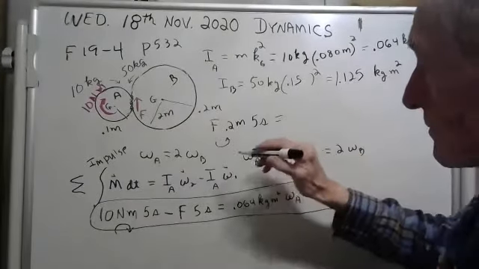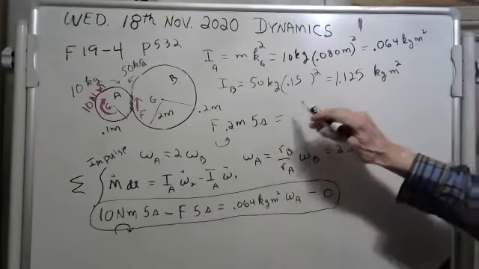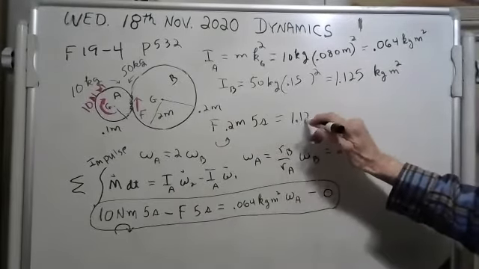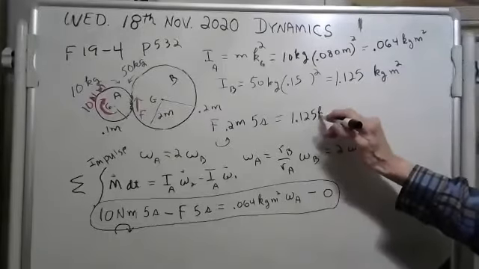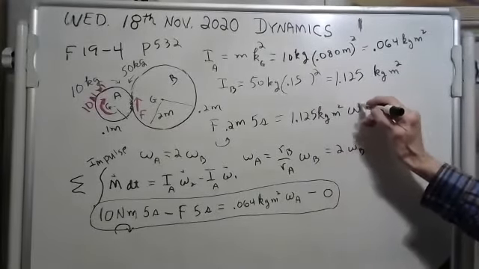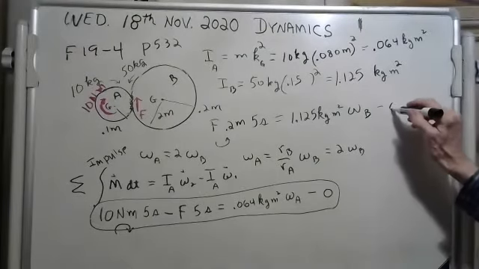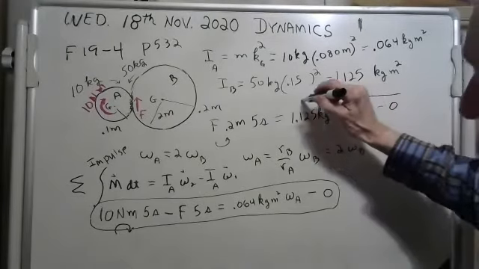equals the moment of inertia of B, that's 1.125, times the omega of B minus 0. See, it starts at rest. Here's our other equation.